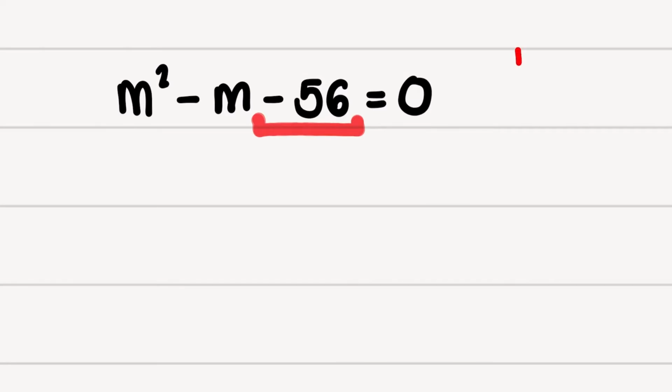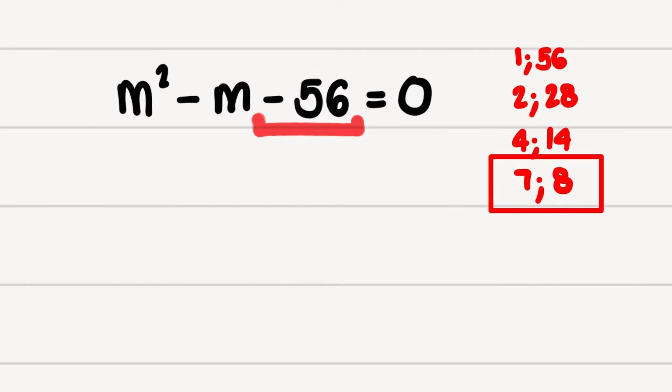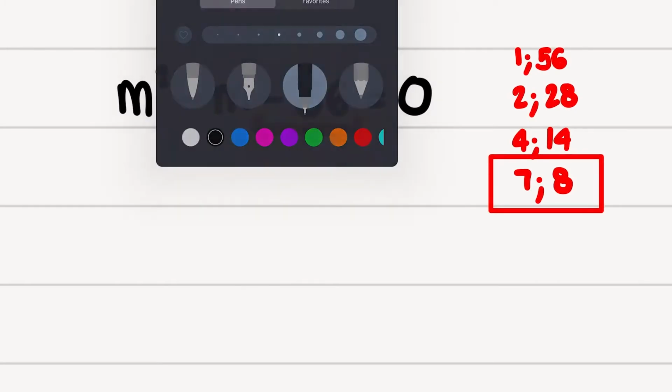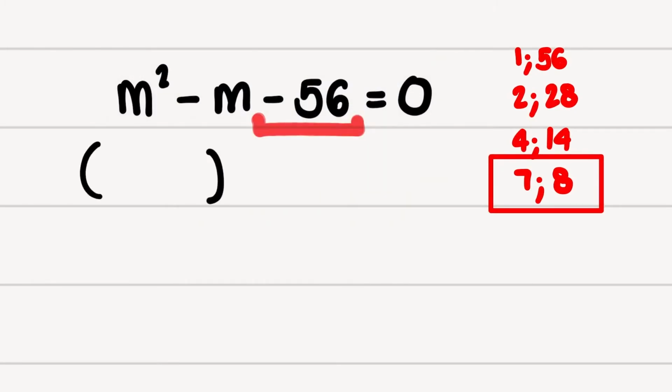So I have 1 and 56, 2 and 28, 4 and 14, and I have 7 and 8. Now I'm going to decide which of those sets of factors, when subtracted, give me a 1. So I'm going to pick 7 and 8. So now I'm going to have two brackets equal to 0.